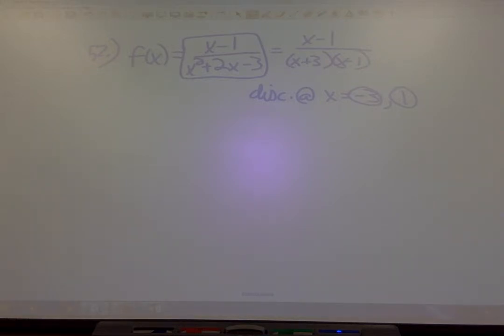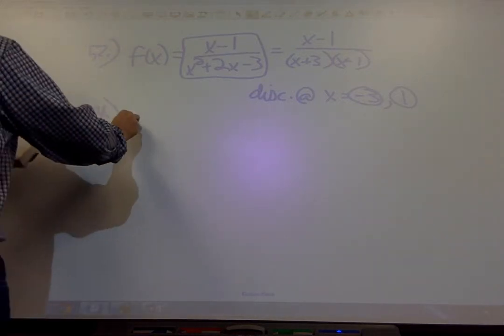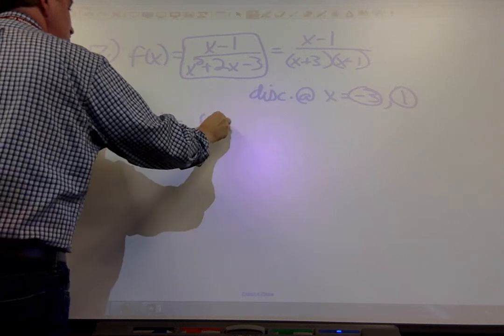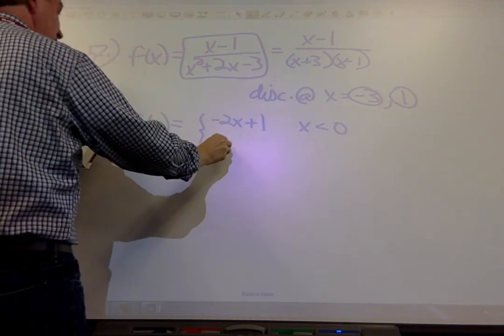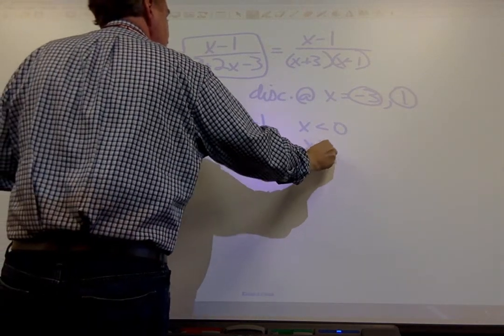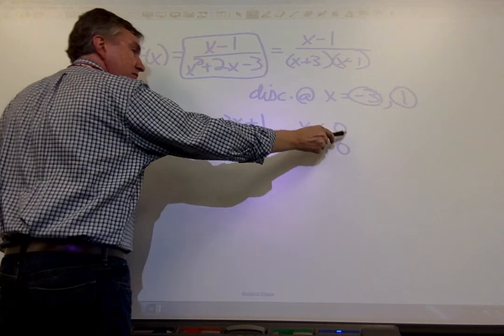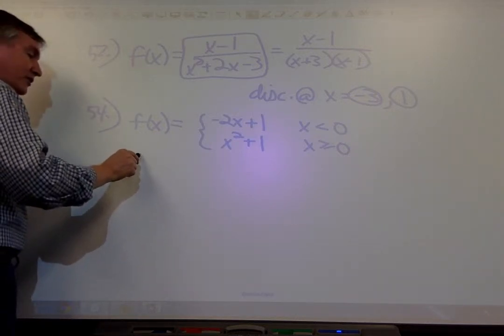What would you be concerned about in 54 if you're given a piecewise function? 54 says f of x equals negative 2x plus 1 if x is less than 0, and x squared plus 1 if x greater than or equal to 0. Where would I be concerned that it might be discontinuous? Yeah, where it splits. At that 0 value where it splits, all right?